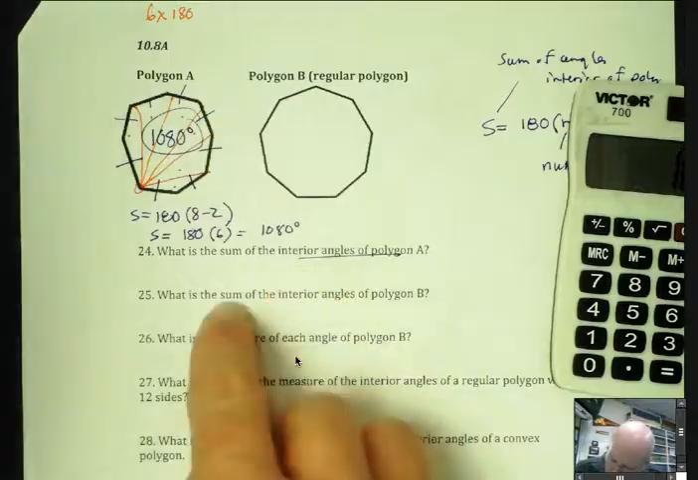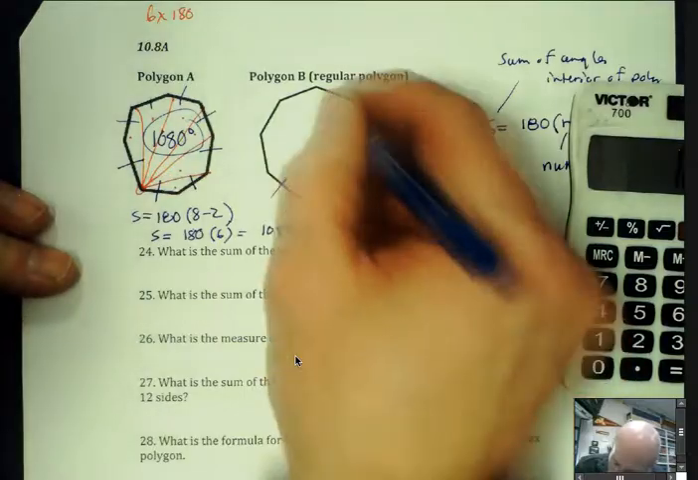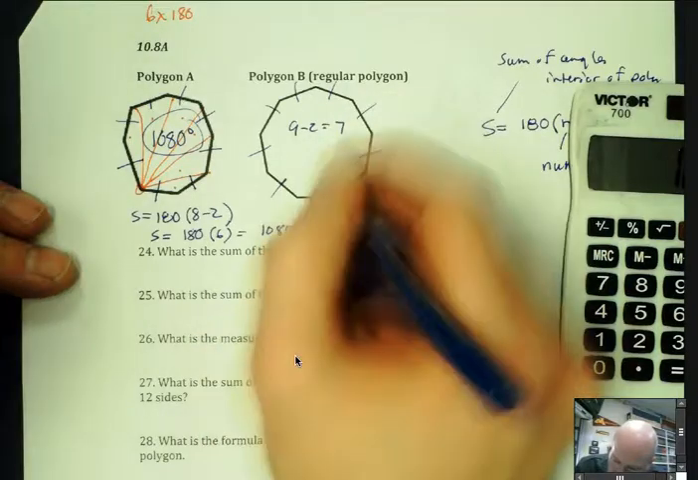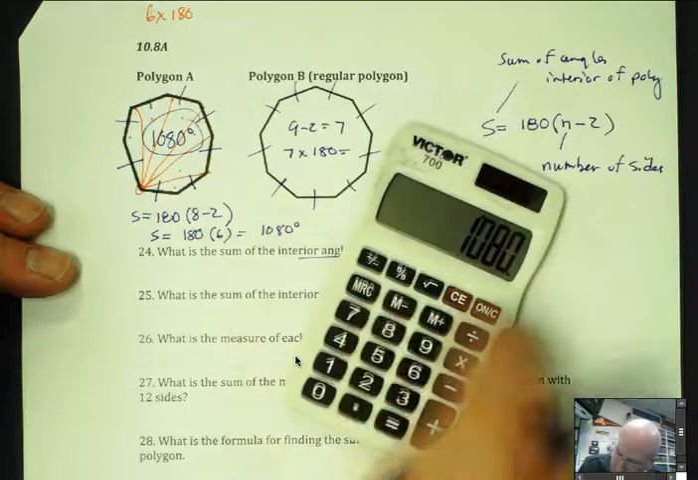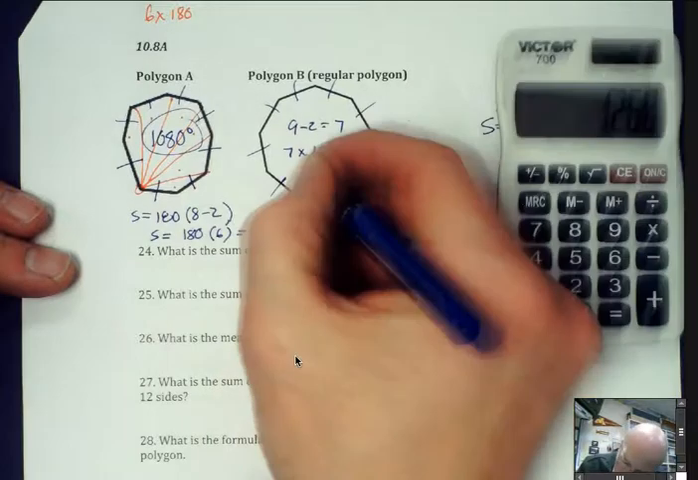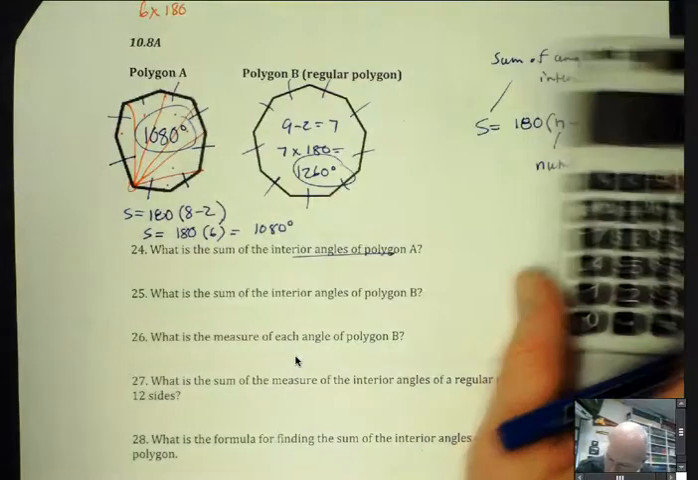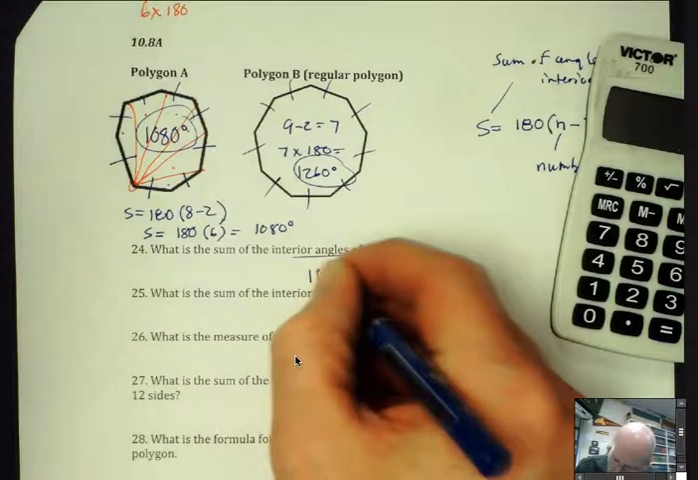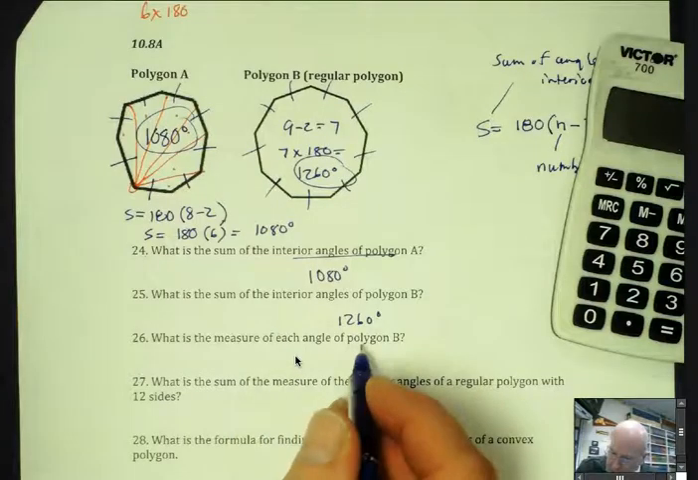All right, on this one here, what is the sum of the interior angles of polygon B? I'll do this one a little faster. 1, 2, 3, 4, 5, 6, 7, 8, 9. So I got 9 minus 2 is 7. So I'm going to take 7 times that 180. That's going to equal 1260. So the total sum of the interior degrees of this one is 1260. Okay? All right. I'll put these in. 1080 degrees. This is 1260.